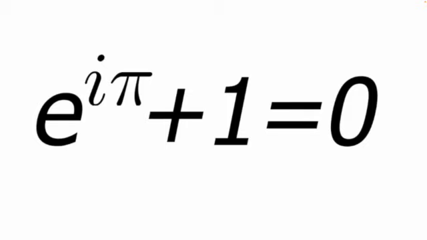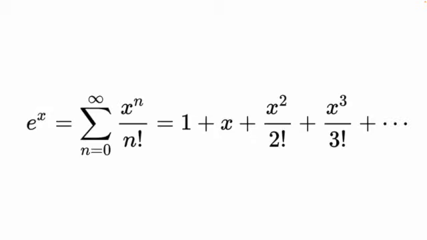e to the power of x, by the way, can also be computed using a series, and this is called the Taylor series expansion of e to the power of x. So you can basically write e to the power of x is equal to 1 plus x plus x squared by factorial 2 plus x cubed by factorial 3, and so on. The general term being x to the power of n divided by n factorial.